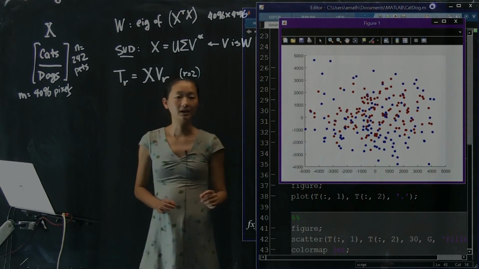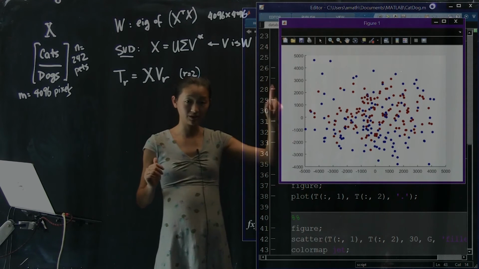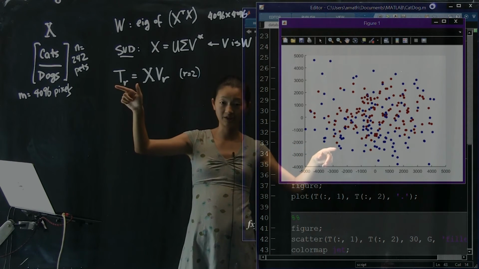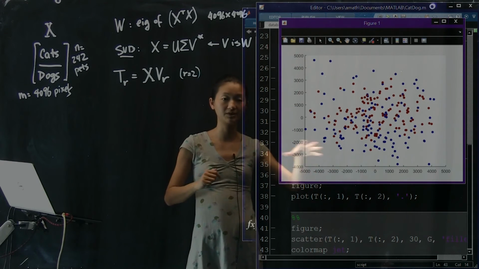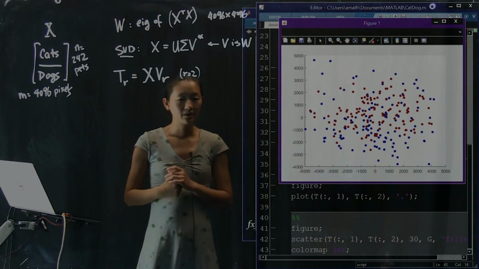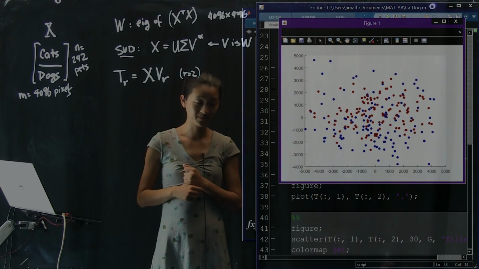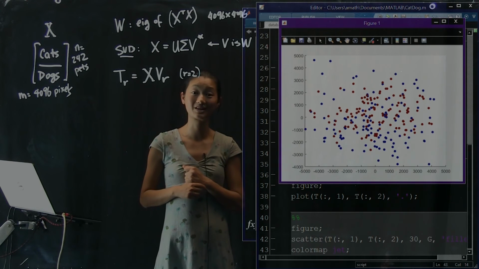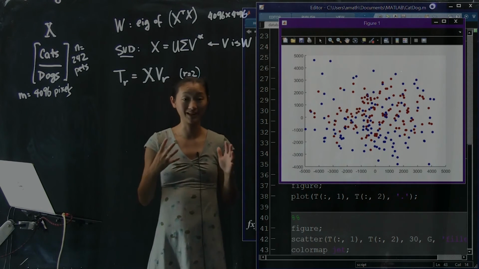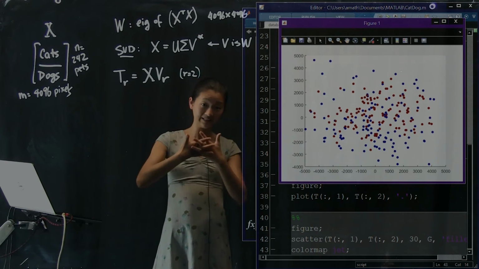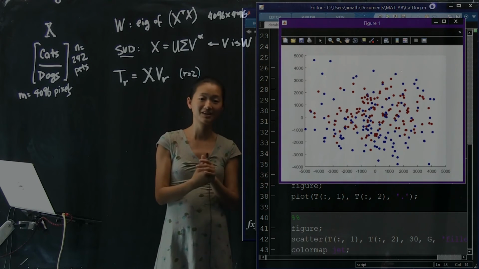Same plot as before, PC1, PC2. I'm plotting the projection T onto each of those components, and one of the pets is blue, and the other pet is red. And you can see that they are really on top of each other. This particular data set is pretty messy, and they're pretty largely overlapping, at least in PC1 and PC2. Okay, so that's a little disappointing.